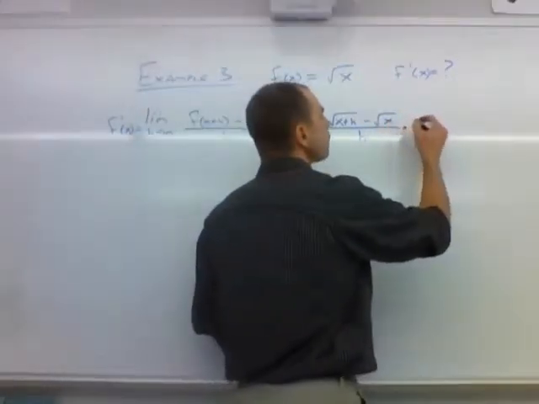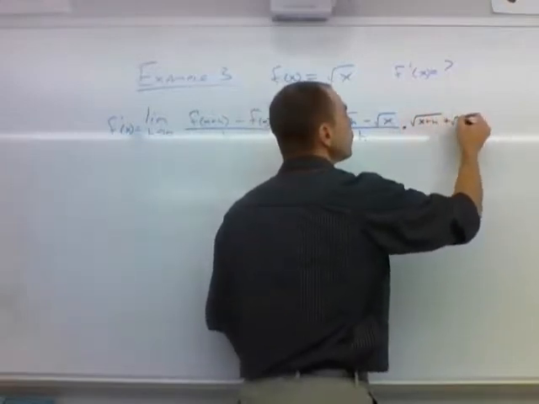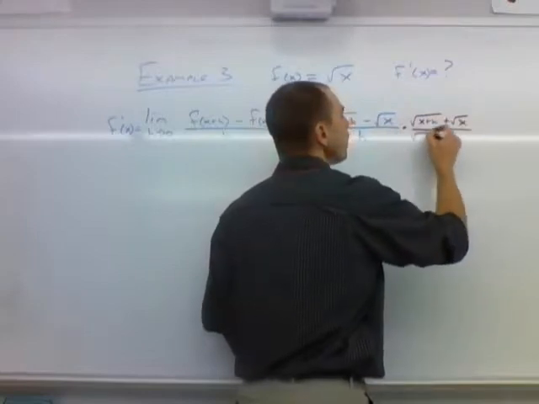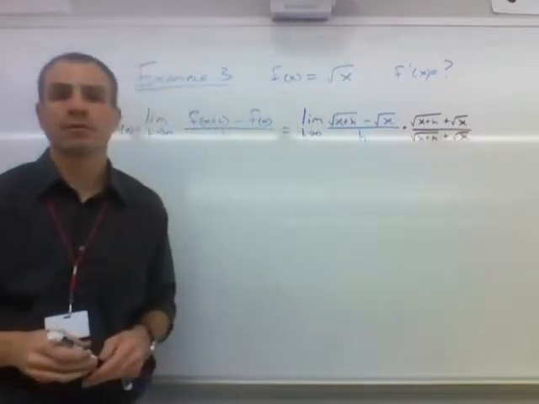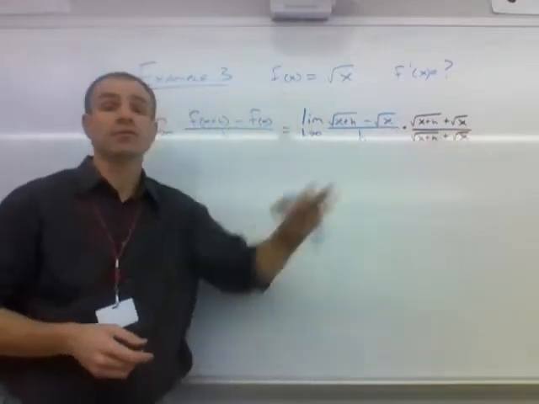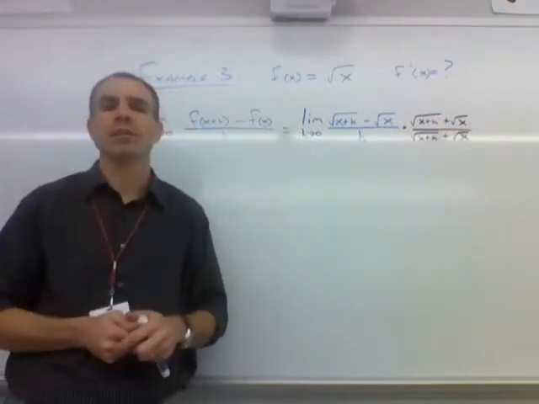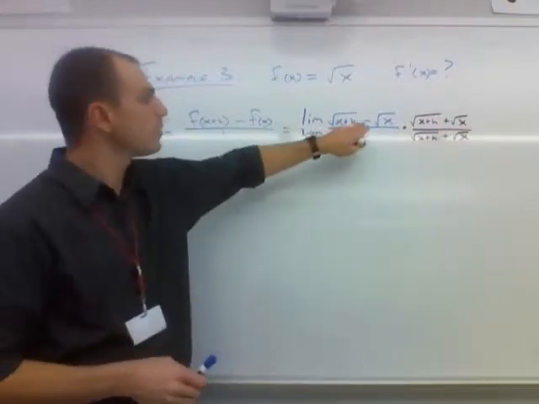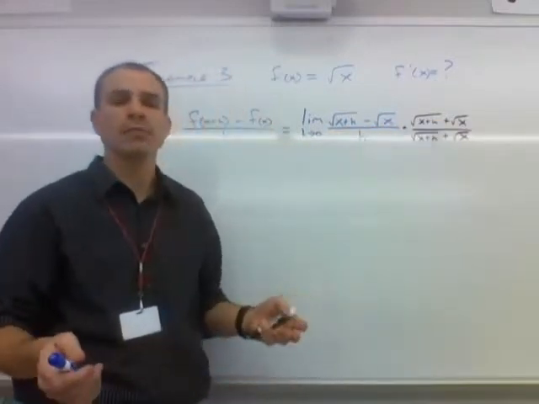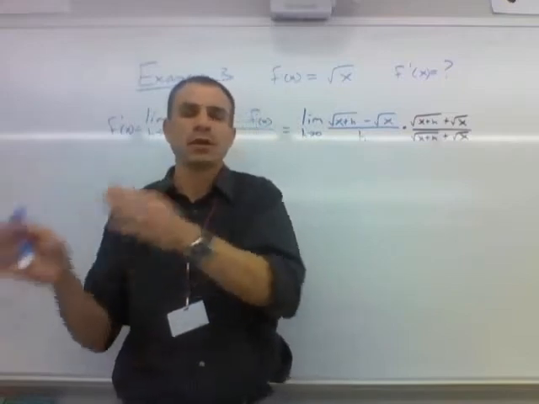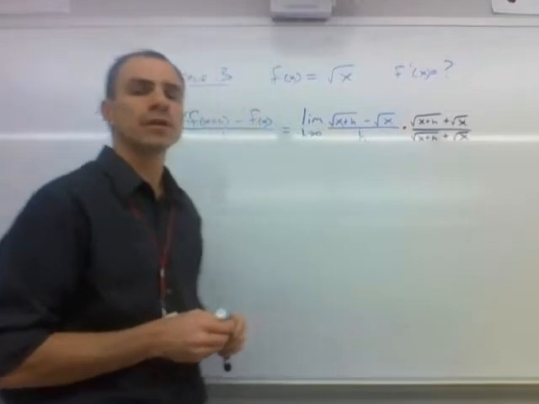What we have here is we're going to multiply by the square root of x plus h plus the square root of x over itself. Any number divided by itself is 1. So what I just wrote in black is just multiplying by 1. It's just a version of 1 that's going to help us out. Because now we have 2 terms in the numerator and 2 terms in the numerator. If we multiply these 2 fractions, we do numerator times numerator and denominator times denominator. Watch what happens when we do the numerator times the numerator.